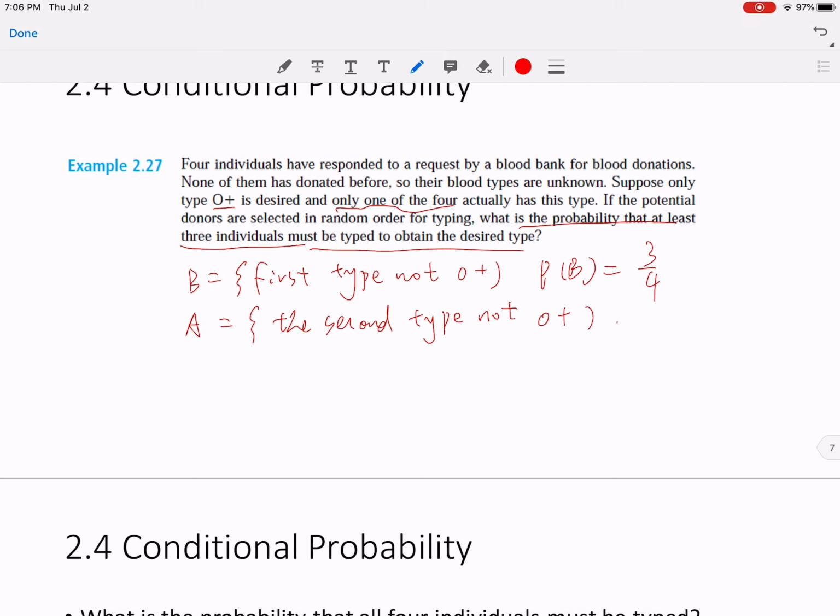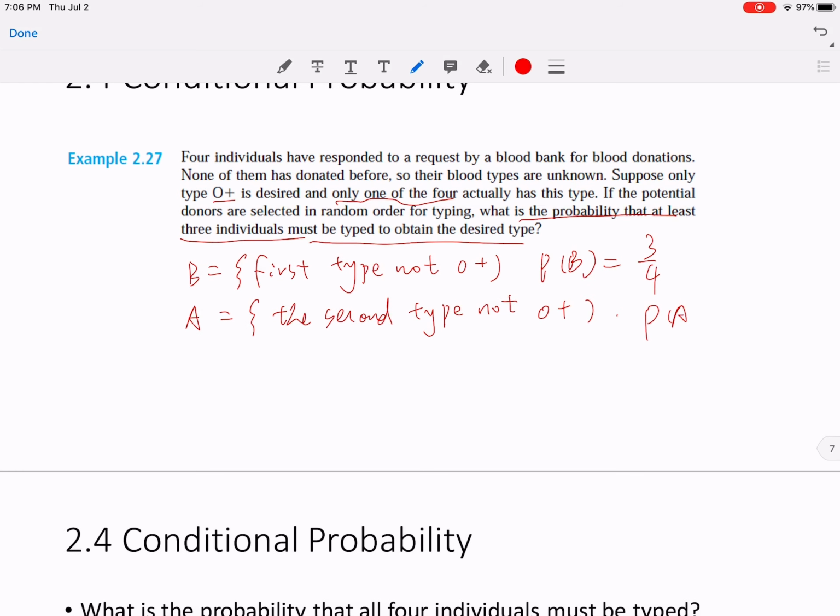So what is the probability of A given B? Given B means we have already known that the first tap is not O positive, right? So after the first one, how many people are left? We get 3 left in total, right? How many of them don't have the O positive? 2 of them don't have the O positive, because the first one is not O positive. After the first tap, we get 3 people left in total, and 2 of them don't have the O positive. So in this case, the probability of A given B is equal to 2/3.